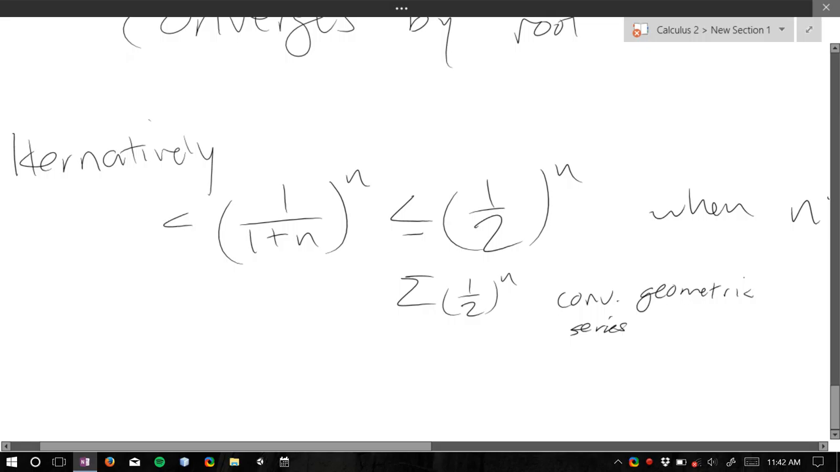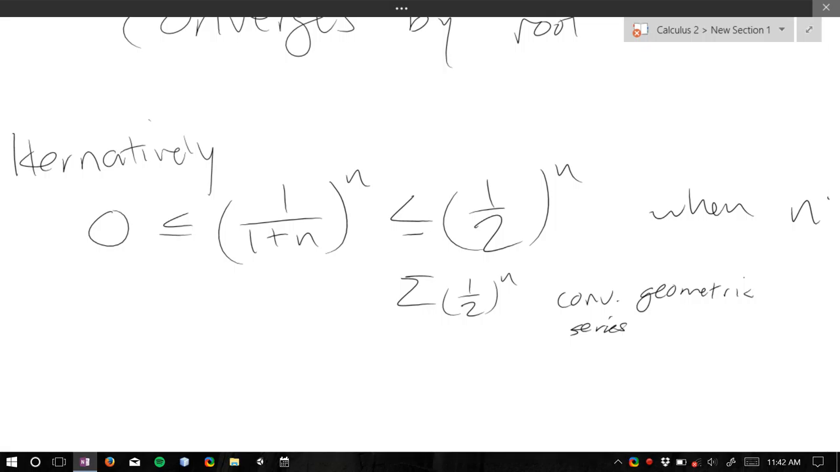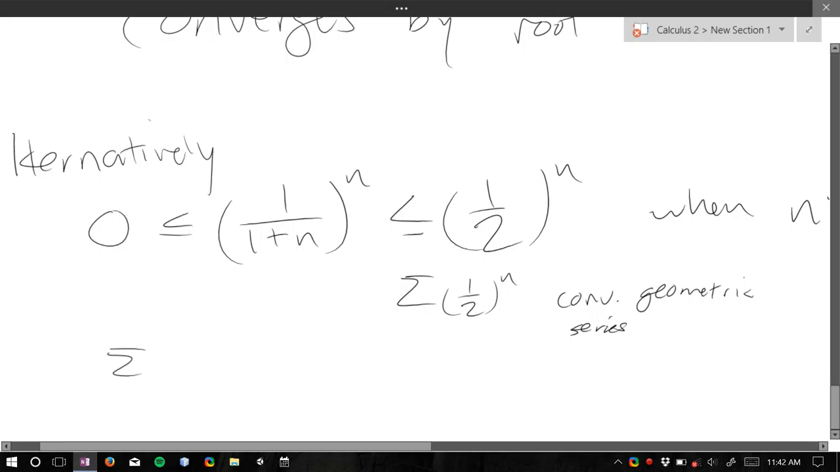And you could say it's not going to go to negative infinity. It's never going to be negative. So you're going to add up an infinite number of these, and it has to converge. So this converges by the comparison test.